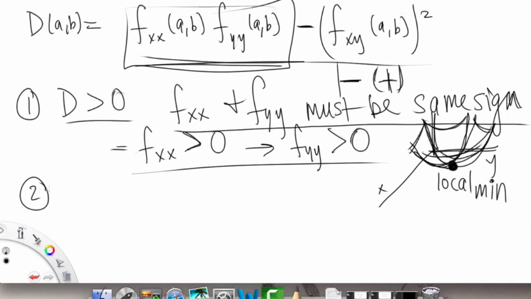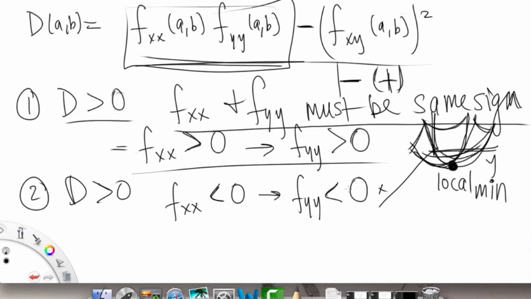And the other option, kind of an offshoot of this one, is we have our discriminant still greater than 0. So fxx and fyy must be the same sign, but this time let's say our fxx is less than 0. Since they must be the same sign, fyy must also be less than 0, a negative value. So it's concave down in both directions, in the x direction and in the y direction. That implies that the point we're looking at is a local maximum. Alright, so that's the first two.